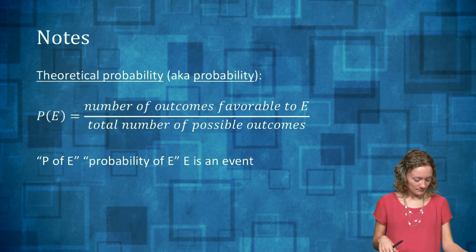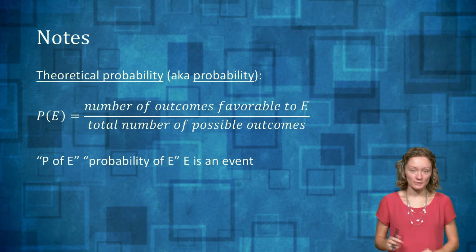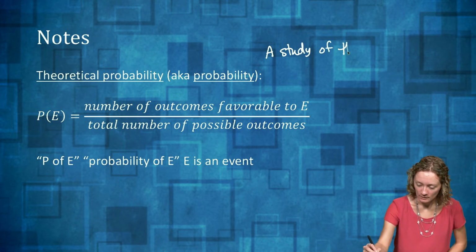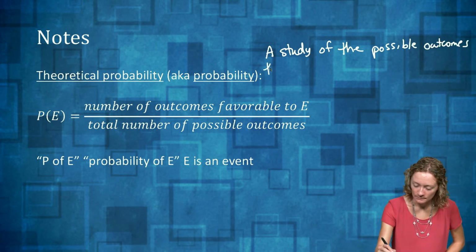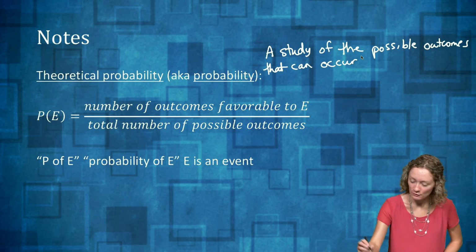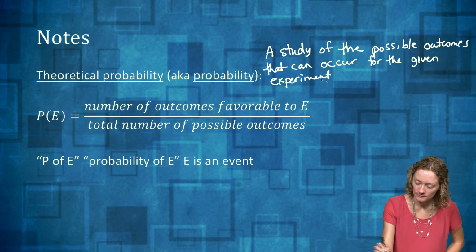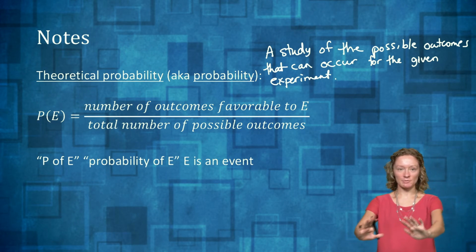Theoretical probability, again, pretty general definition. It's a study of the possible outcomes that can occur for the given experiment. So this has nothing to do with what's already happened. This is all about what's possible moving forward.